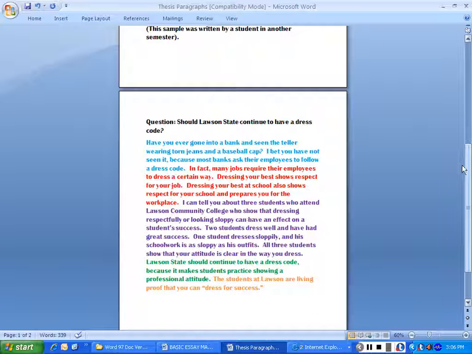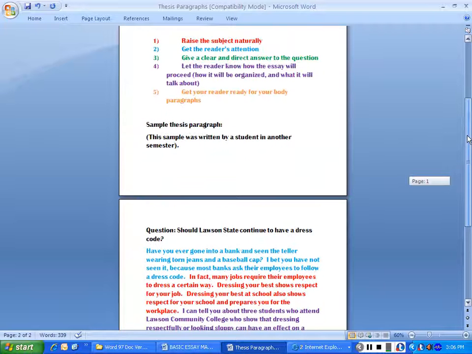Lawson State should continue to have a dress code because it makes students practice showing a professional attitude. This is a clear and direct answer to the question about whether or not Lawson State should continue having a dress code.